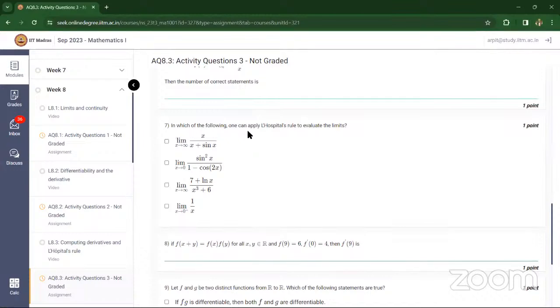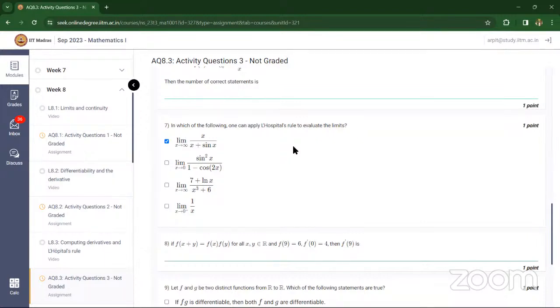In which of the following can we apply L'Hospital's rule? In this question, we first have to check the form: 0 by 0, infinity by infinity, 0 times infinity, minus infinity by infinity, infinity by minus infinity, that kind of thing. So the first one is correct, because it's an infinity by infinity form.